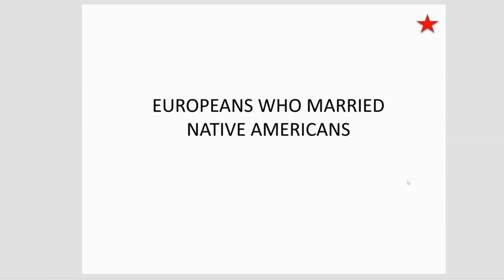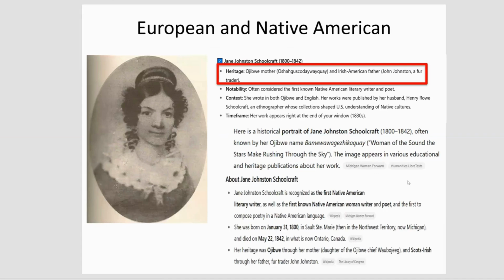Europeans who married Native Americans. So those were the agents. These are just people. So this is saying Jane Johnston Schoolcraft. She was an Ojibwe mother and Irish American father.